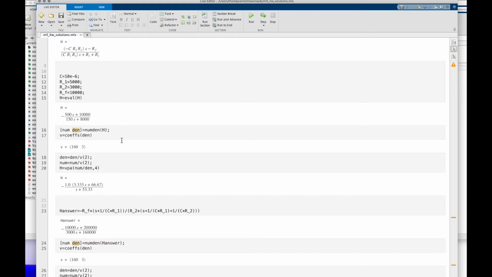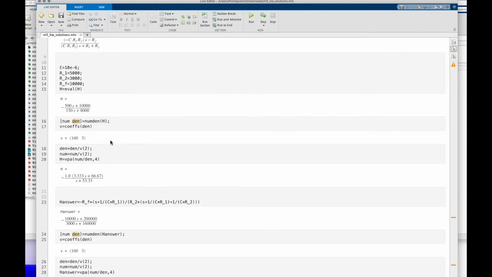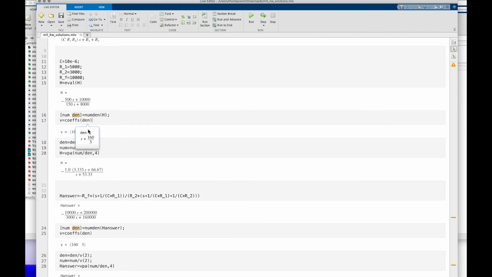And so when I do that, it looks like it did some simplification. So I guess you can divide out the 50 here, and you get the 3 and the 160. That's neither here nor there. The point is that I need to normalize by the second term. All right, so here's V2. If I take the denominator and I divide by V2, and then do the same thing on the numerator, I'm essentially multiplying and dividing by the same number, so I don't change the expression.